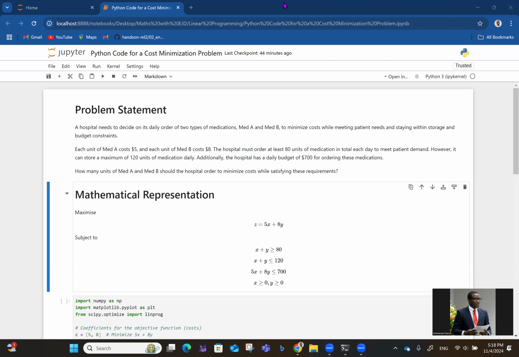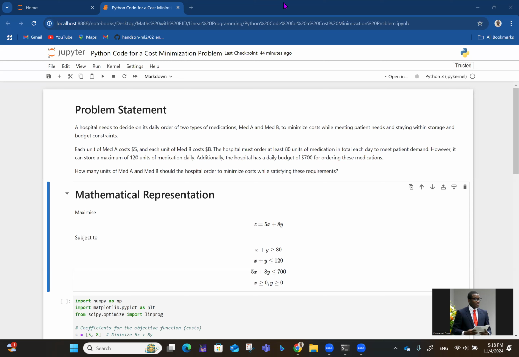Now I am making this video to show you the Python code for the cost minimization problem we solved. A hospital kind of decision that we solved graphically in the previous video. So here is the Python code, like I always like to do.